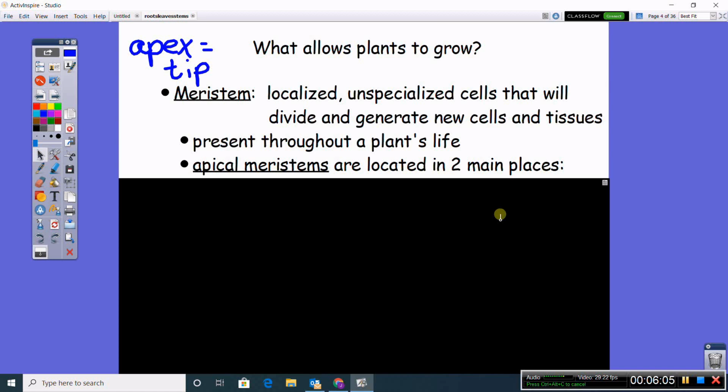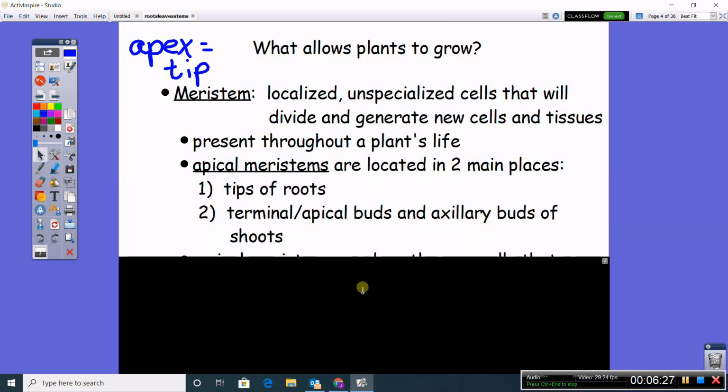All right. The first one is an apical meristem. As I wrote up here, if you can remember that apex means tip, we're talking about the top of the shoot, the top of the part of the plant that's growing upward out of the soil, and then the tip of the root that's growing deeper down in the soil. And so that's what this says. These are the two places that apical meristems will be located.